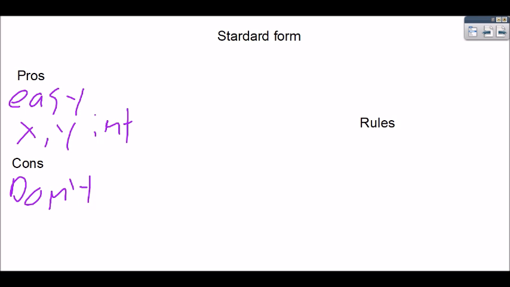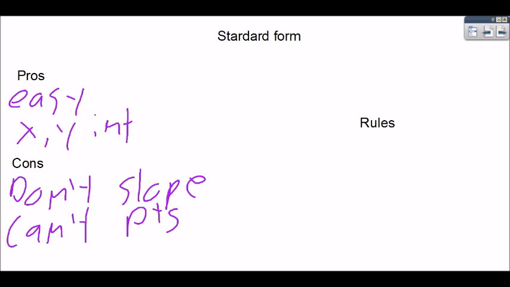Today we're going to work on standard form. So standard form has a couple pros and a lot of cons, if we're going to be honest. But the pros are it's going to be an easy way to find the x and y intercept. The cons are that we don't know slope, and we can't use it if they give us just points. So if they give us general rules, we can create this, but if they give us, hey, it's at point 1, 2, we can't use standard form.